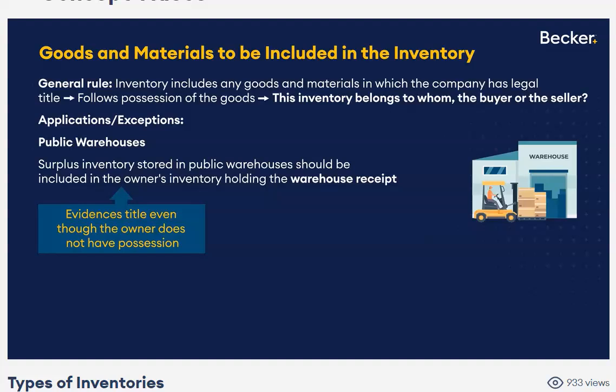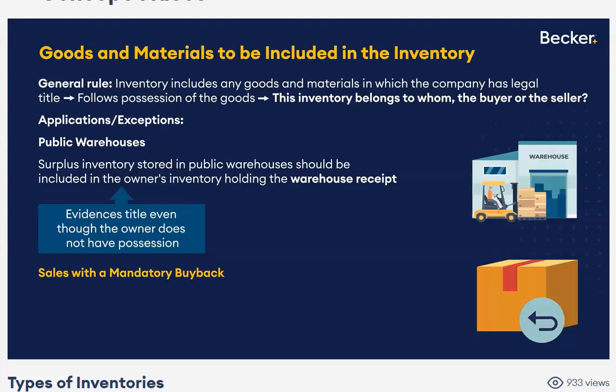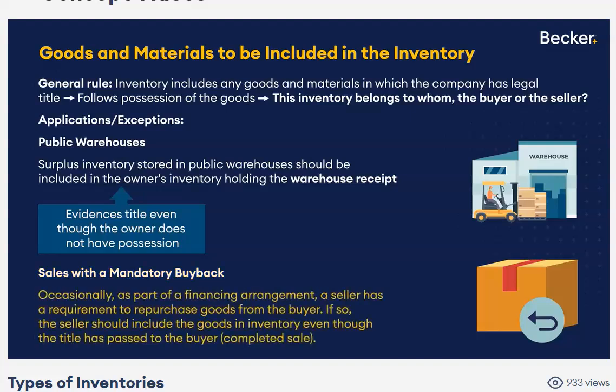Now, tricky question on the exam. Somebody sells goods with a mandatory buyback. At some point in time, they've got to buy it back from the purchaser. That's the seller's inventory. Even though the buyer has title, that's the seller's inventory. So that's one of those tricky ones, unless you studied, you wouldn't get it right. So it's a completed sale, but the seller has to buy it back. That belongs to the seller. Okay, the seller should include those goods in inventory, even though the buyer has both possession and legal title.